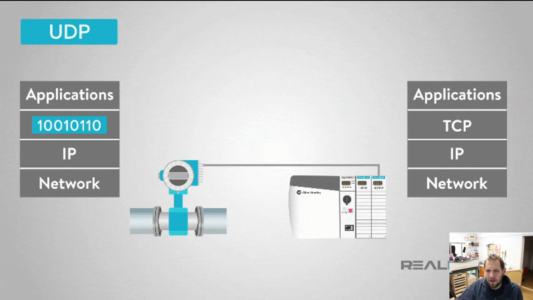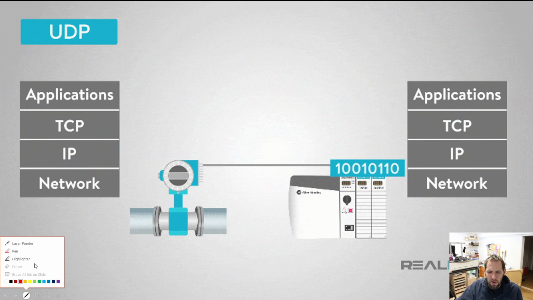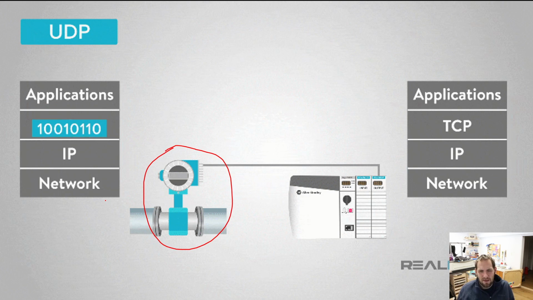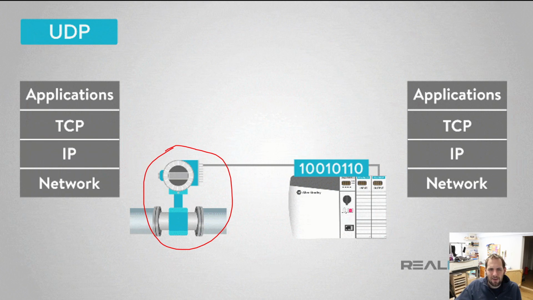UDP, on the other hand, as you can see here, is just a send. It's just this flow meter, pressure sensor, whatever you want to call this thing right here. It's probably a flow meter. But anyway, it's just transmitting data. It's just saying, hey, here's the information you're going to need soon. Hey, here it is again. And it's constantly just sending it out.